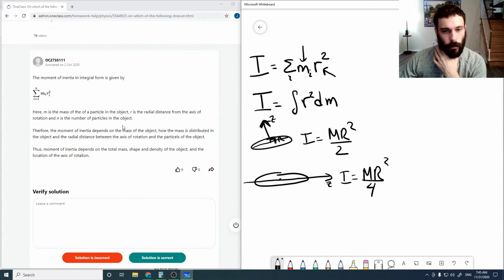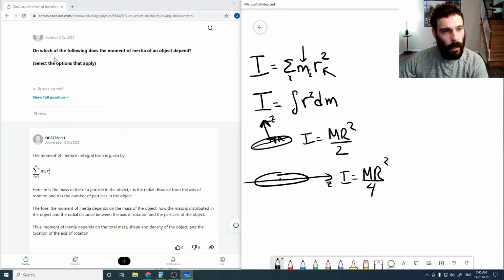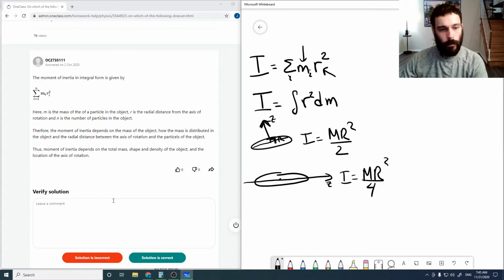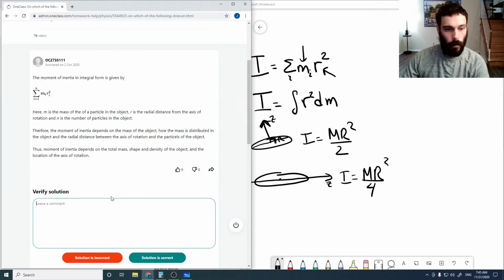So if we look at the solutions here, right at the bottom here, it says the moment of inertia depends on the total mass, shape, and density of the object, and the location of the axis of rotation. So that's what we went through here. So it doesn't depend on linear speed as is shown here, or any other parameters. So that looks good. Solution is correct.